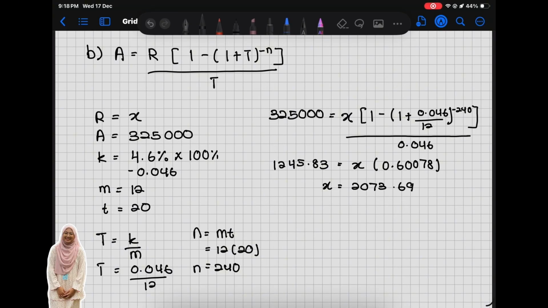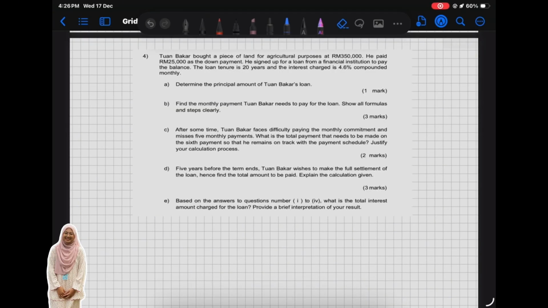1245.183 is divided by 0.60078. Then we get X is equal to 2073.69. So the monthly payment Tuan Bakar needs to pay for the loan is 2073 ringgit 69 sen. After some time, Tuan Bakar faced difficulty paying the monthly commitment and misses 5 monthly payments.